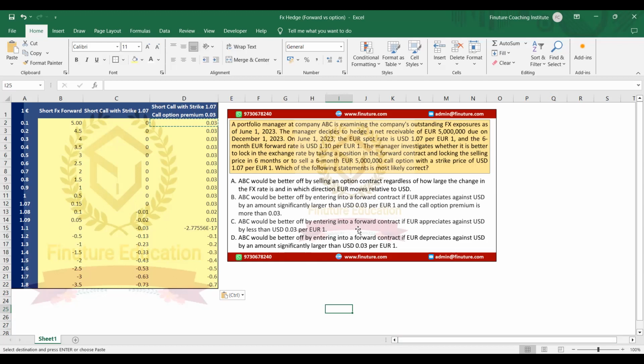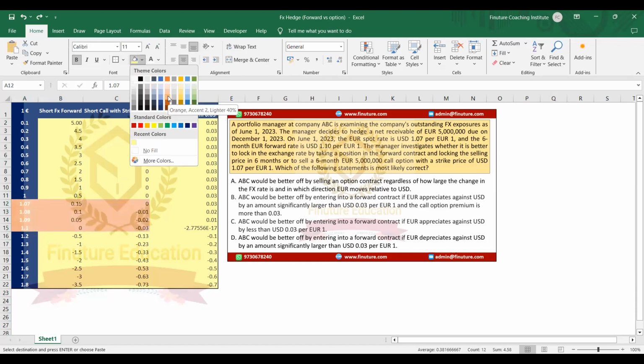Option C: ABC would be better off by entering into a forward contract if the euro appreciates against the dollar by less than 0.03 per euro. So now we have been asked to consider this range, all the way to this band. If the move is less than 0.03, your forward is better. That's what we have been asked to evaluate. But now you have to consider these two prices. You have not been given any premium information.